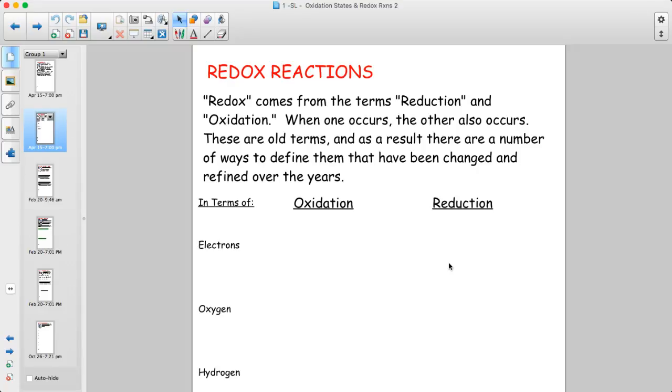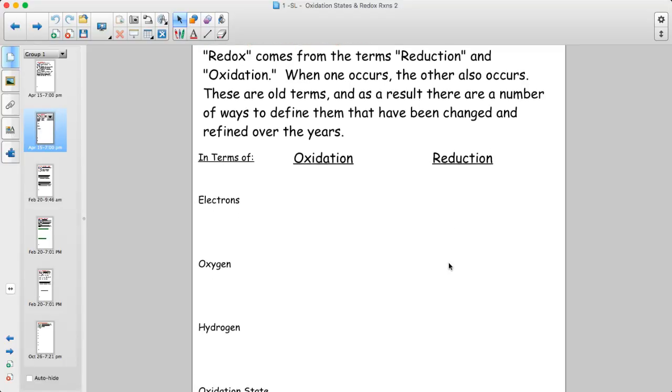Redox reactions are named this way because they come from the terms reduction and oxidation. So if you squeeze those together, you get redox. When one occurs, the other occurs. So there's always oxidation and reduction coming in as a pair. These are old terms, and so sometimes we're going to look at reactions and equations where maybe reduction or even oxidation doesn't really seem like it makes a lot of sense. But once you learn the more modern definitions, you see why those reactions are still called redox.